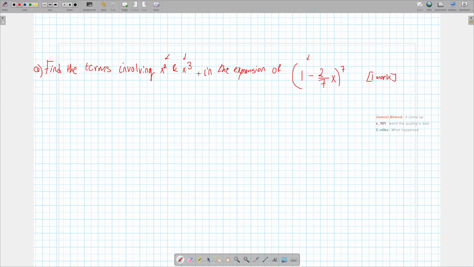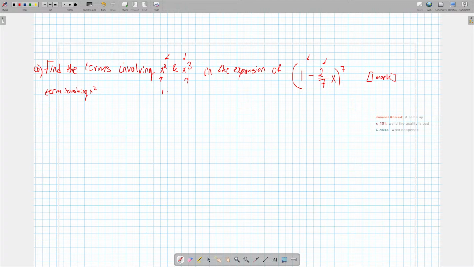Okay, but some people don't like going through all that, so they just keep on expanding until they see x squared and x cubed. I'm going to solve using the way we just find x squared and x cubed. So we're going to need 2 terms. The first is the term involving x squared, which is when the power of x is equal to 2. Let's write the general term for this.